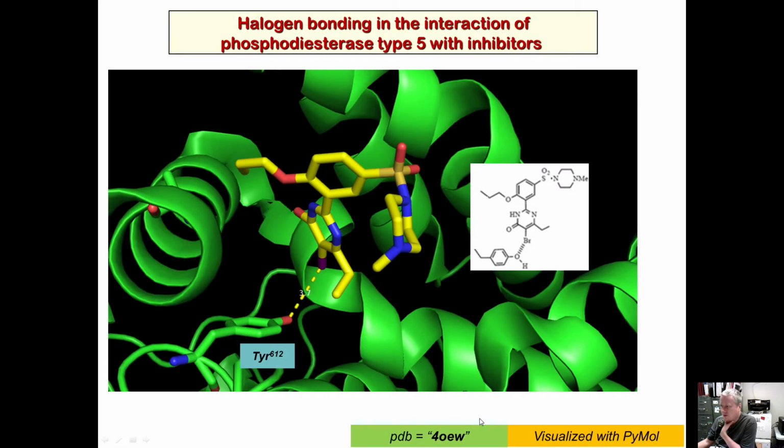This is an X-ray crystal structure with the iodide actually, showing the bond distance and a very nice interaction between the iodine and the oxygen. One sec. Okay, let's see what else.